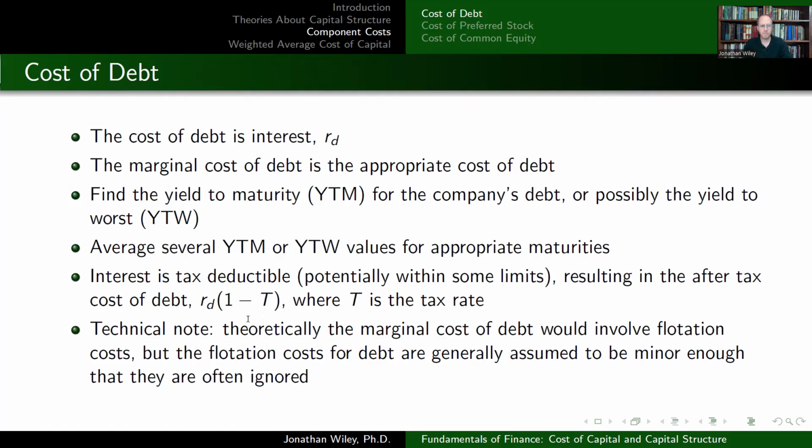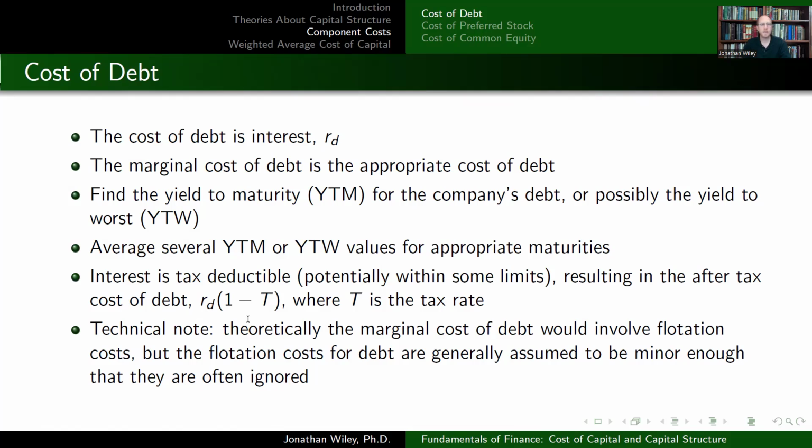Now, theoretically, as a technical note here, the marginal cost of debt would technically involve issuing some more debt, which involves flotation costs. Flotation costs are the costs you have to pay to get a security issued, like issuing shares of stock or bonds. Generally, you have to work with investment banks to do this efficiently. Investment banks don't work for free, so they charge fees, and those fees are what's going on with the flotation costs. So technically, if I was issuing $1 of debt, I would have flotation costs.